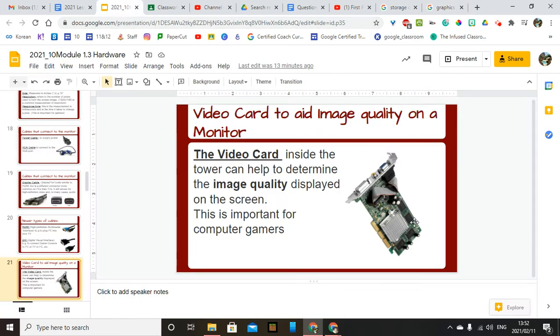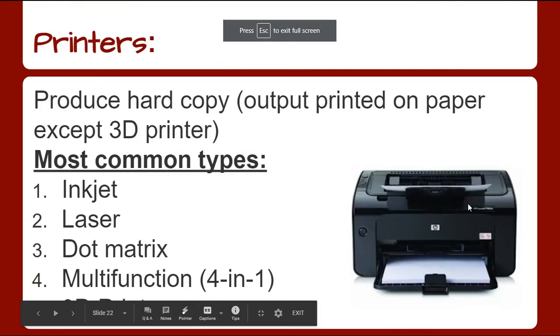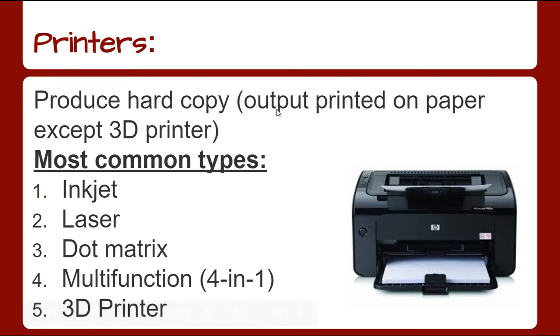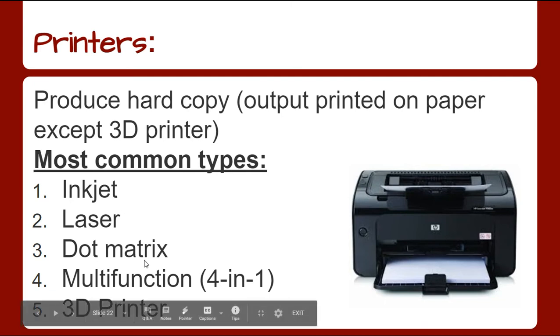And this is just a very simple graphics card. Printers, they produce hard copy. Hard copy is output printed on paper, except 3D printer because they don't print on paper. Most common types of printers: inkjet, laser, dot matrix, multifunction, 4-in-1, and 3D printer.